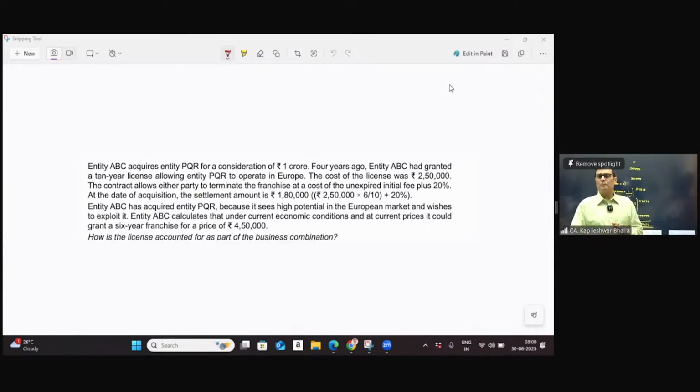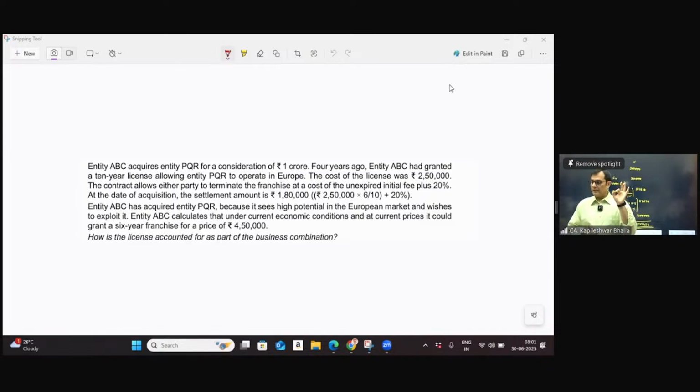What is the total period of the license? It's given as 10 years. And how many years ago was the license given? It was given 4 years ago. So when the license was given at a cost of 2,50,000, the annual amortization would have been 25,000, correct? Yes, sir. Since 4 years have already passed, how much would have been the total amortization? 25,000 into 4, that comes to 1 lakh. So can you tell me what will be the book value of this intangible in the books of the acquiring?